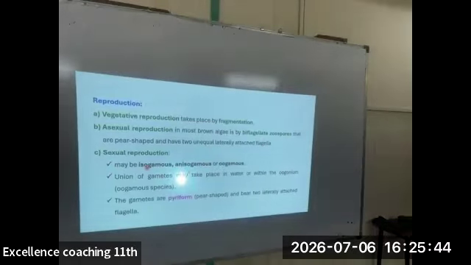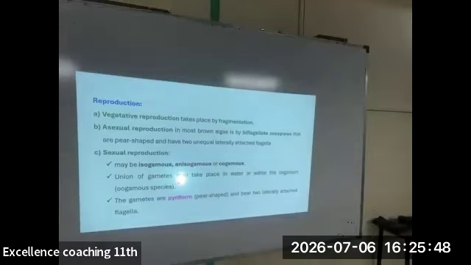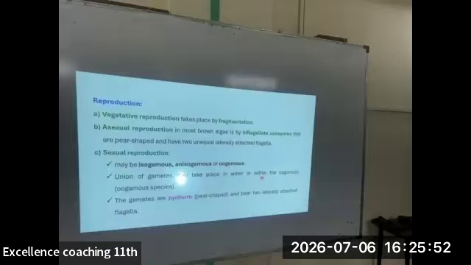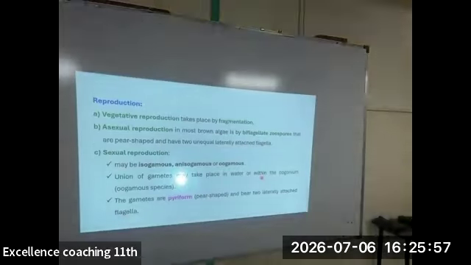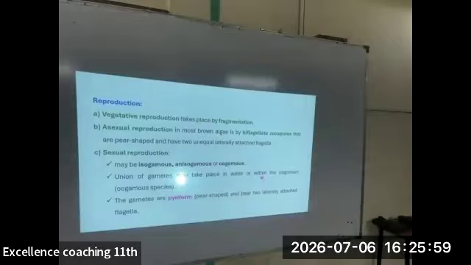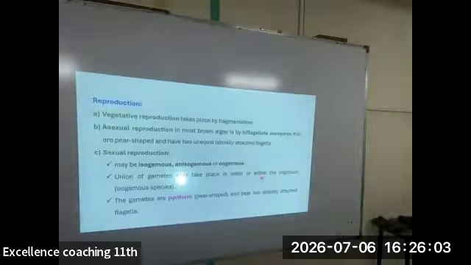Sexual reproduction again is isogamous, anisogamous, or oogamous. It is the union of male and female gamete. It can be within the water or within the body of the algae. One extra point: the fusion of male and female gamete can take place within water, that is outside, right? Or within the body of algae. Fine.